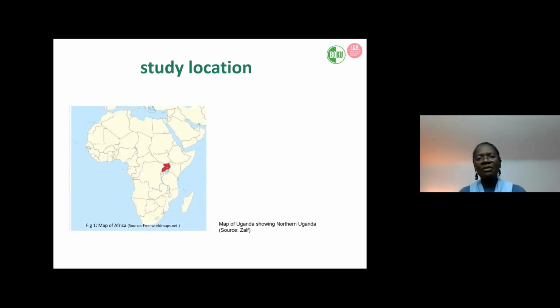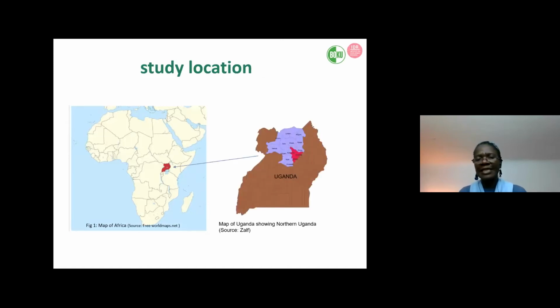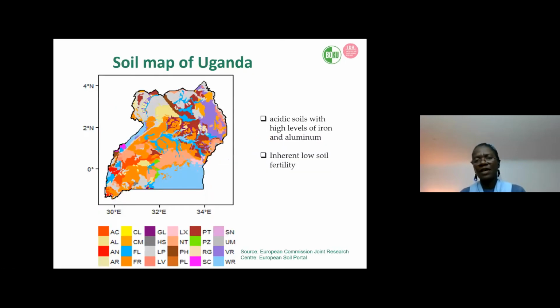Our current study was carried out in Uganda. Uganda is located in the East African part of the continent, and our study site was in northern Uganda, which is very dry, and it has only one rainfall season, unlike the rest of the country, which has 2 seasons. The soils are acidic in Uganda, and they have high levels of aluminium and iron. This poses an inherent low soil fertility problem, which calls for high management.